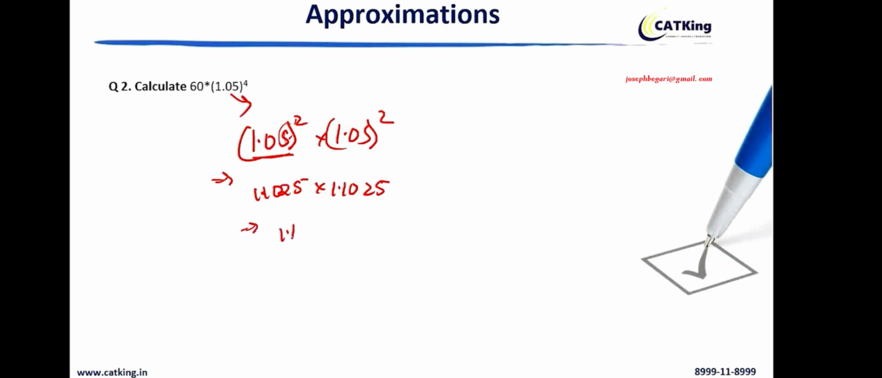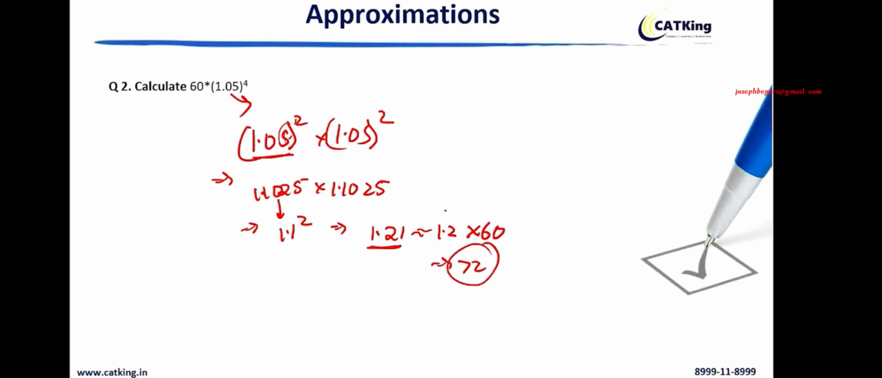This is nothing but 1.1, I can approximate it to 1.1. This is 1.1 square. What is 11 square? 121. Answer is 1.21. Or as an approximation, I can say 1.2. Multiply this by 60. Answer is 72. So again, I've used approximations to get this answer and see how easily, by approximation, minimal calculation, I've got this answer. And this is what CAT expects, guys.